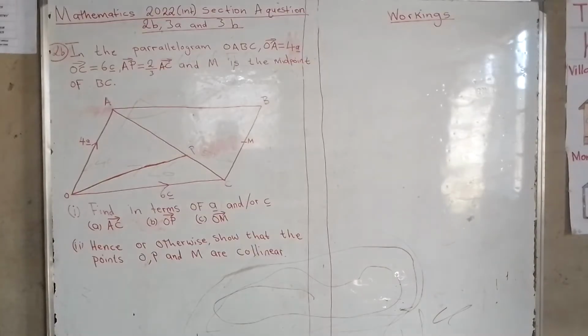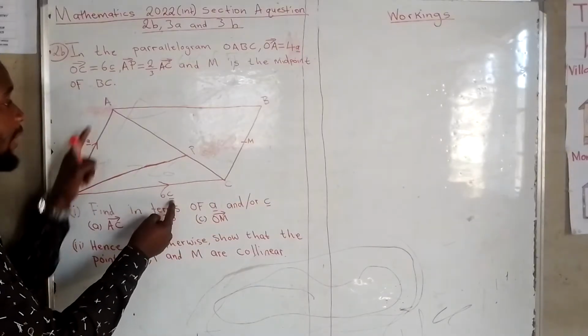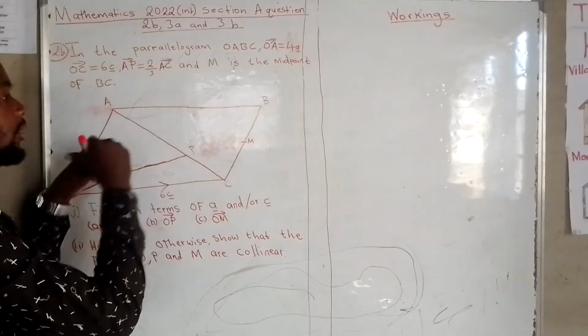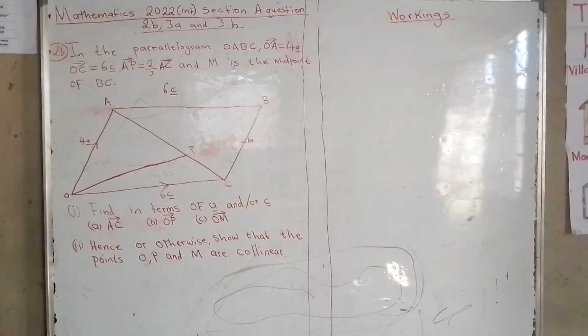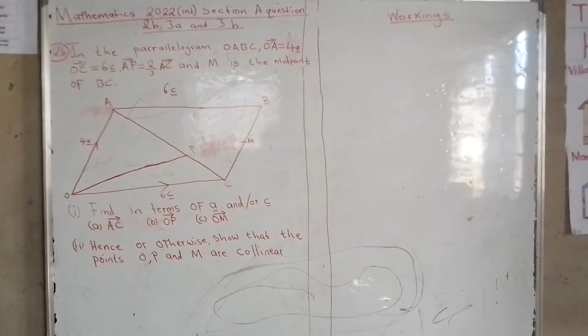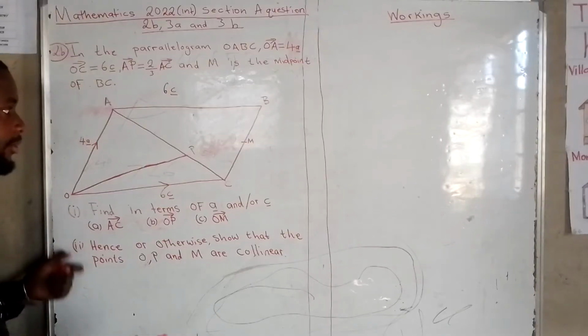Since they're saying this is a parallelogram, which is more like a square, two opposite sides are equal. So if OC is equal to 6 vector C, even AB should be equal to 6 vector C. That is one point, because it's a parallelogram, so it's more like a rectangle in short, because we have two opposite sides which are equal. Same applies to this other side.